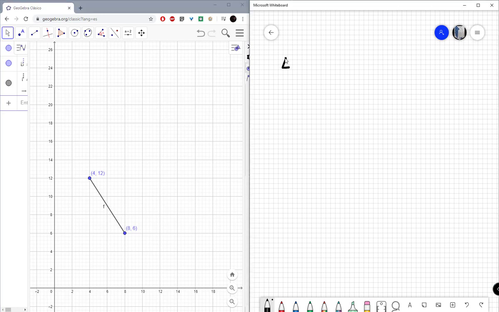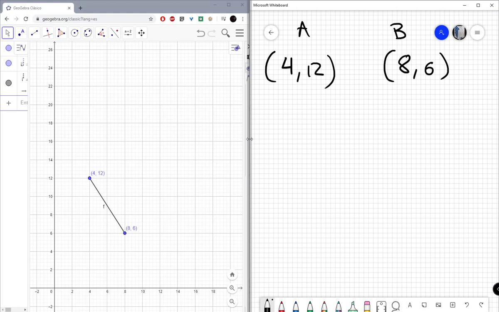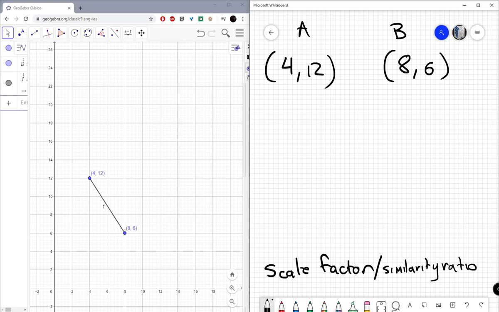The coordinates are 4,12 for point A and 8,6 for point B. And now we need to decide on a scale factor. Okay, scale factor is the same thing that we previously called similarity ratio or a proportionality ratio.